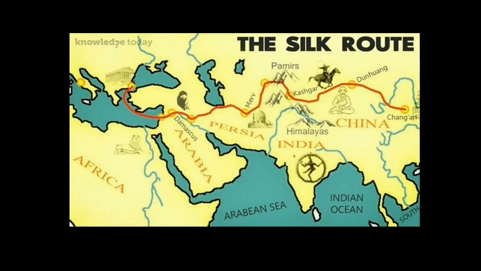The Silk Route was a very important route which was set up for trade. It was a land road which connected China, which was a window to Asia, as well as the European countries. So it acted as a doorway for both Asia as well as for European countries.